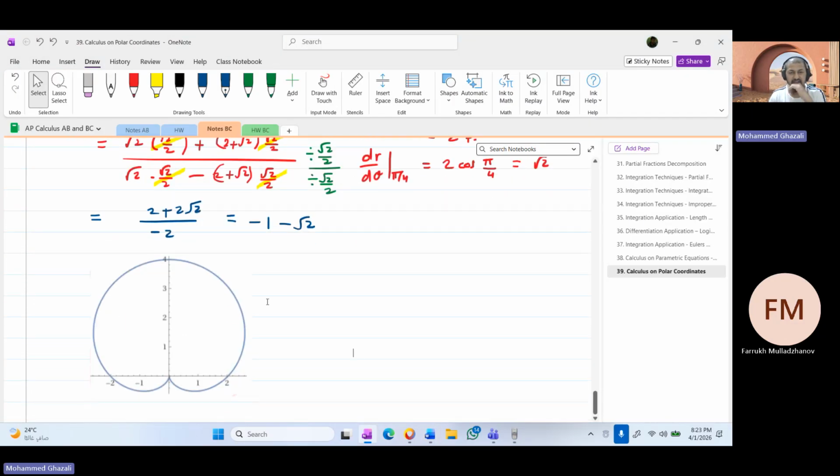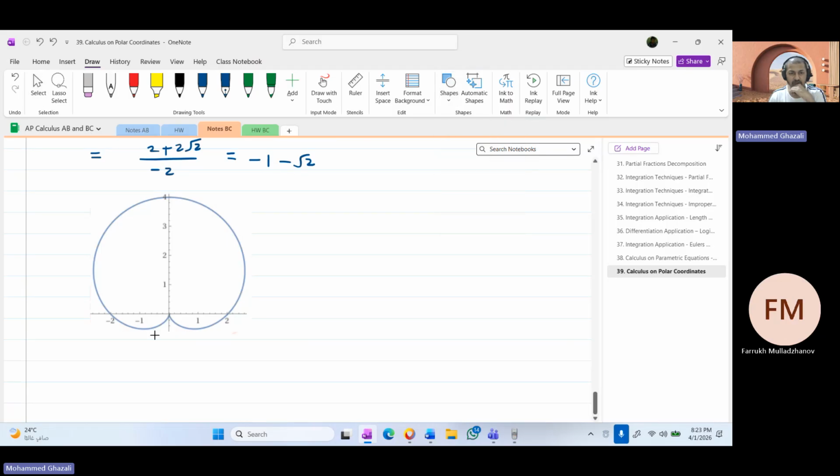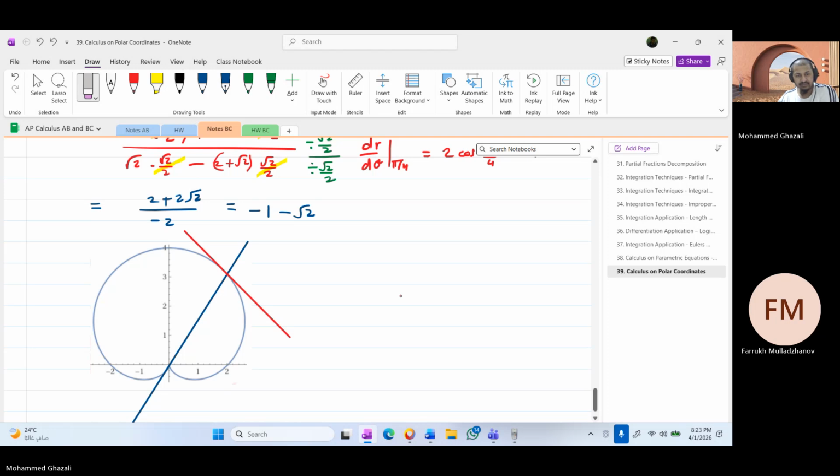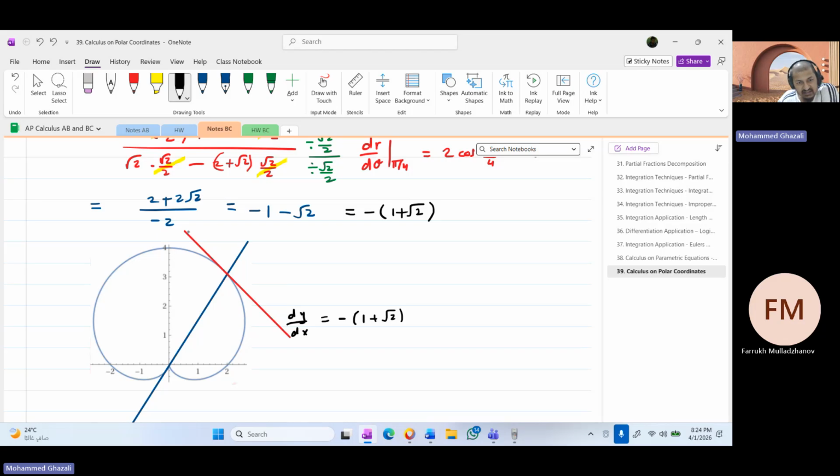What it means on this graph is, remember the 45-degree line? If I draw a 45-degree line here, because it's pi by 4, you can clearly see there's a slope here. So what is the slope of this line? The slope of this line is dy/dx equal to negative 1 times (1 plus root 2). I just factorized this. And you can see this is downward sloping. Makes sense?